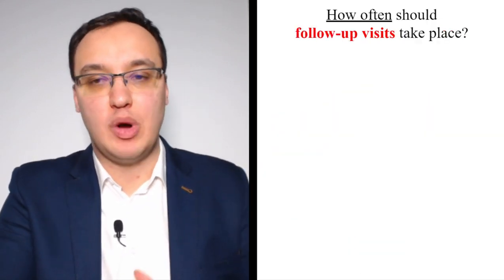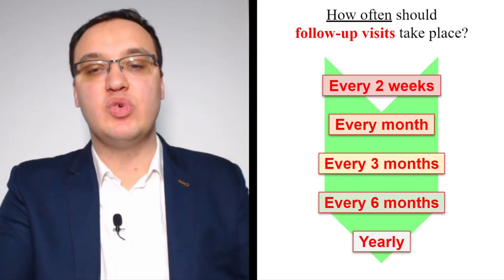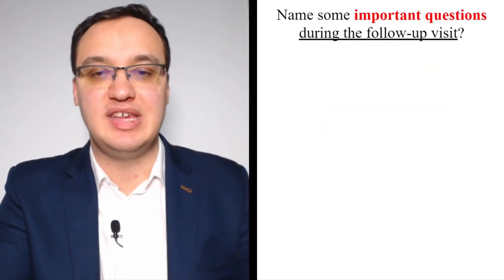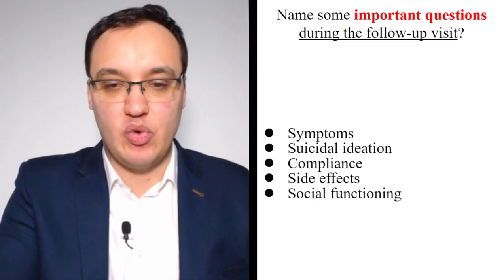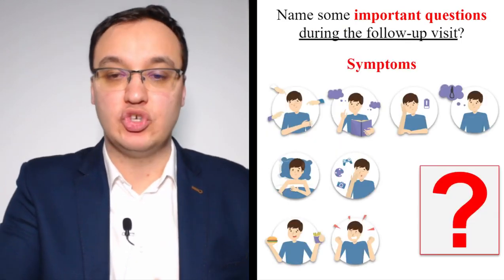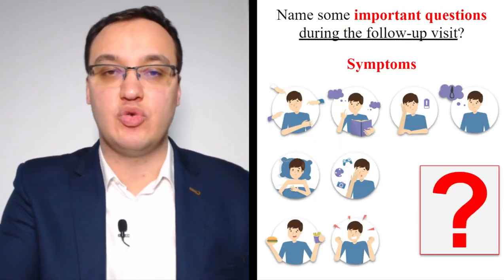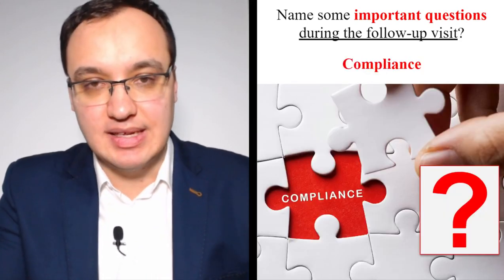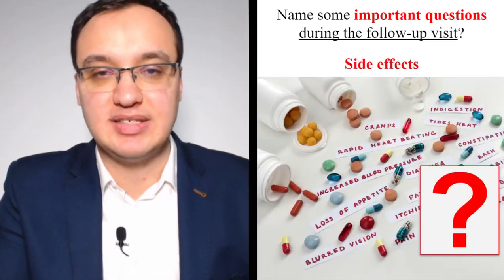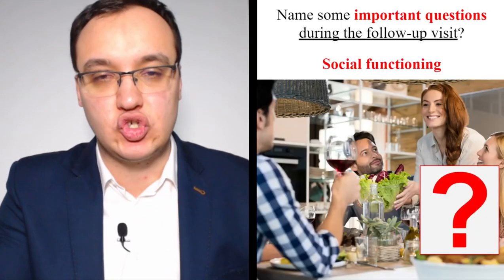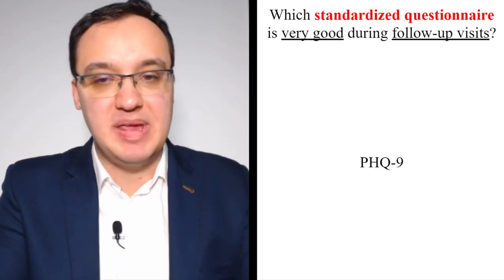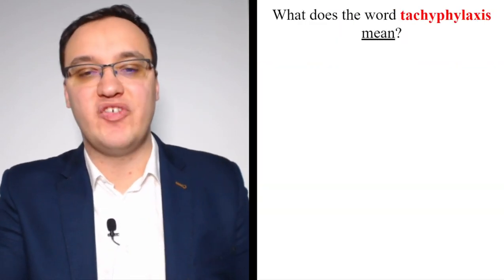How often should follow-up visits take place? In the beginning, we said every 2 weeks, then every month, then every 3 months, then every 6 months, and then yearly. The important questions that we ask are about symptoms. Which symptoms do you have? The PHQ-9 questionnaire. Then we have suicidal ideation. Then we ask about compliance. We ask about the side effects. We ask about social functioning. Then we have a standardized questionnaire, as we said, PHQ-9. Remember this.